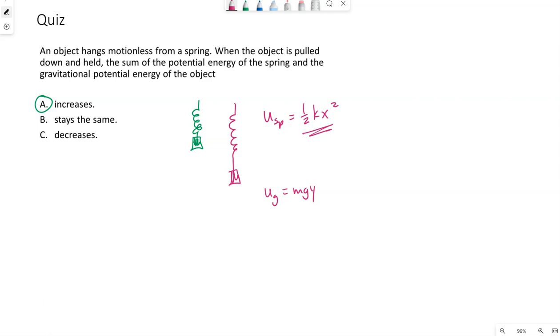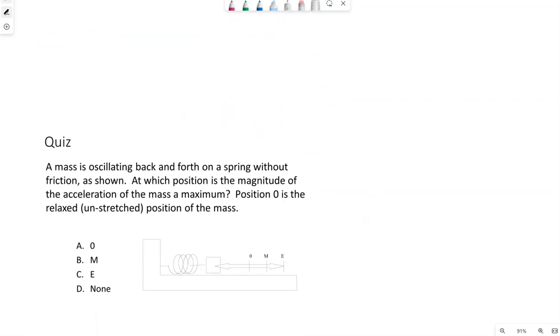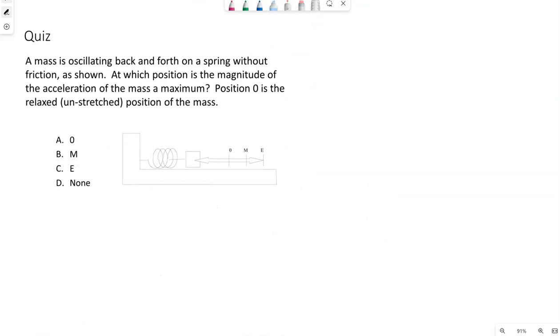Another way to think about this is that we have to put energy into the system, give it more mechanical energy to allow it to start oscillating. So more potential energy. So the sum of the potential energies is the total energy. That increases in this case. Here we have another question. What do you think about this one?